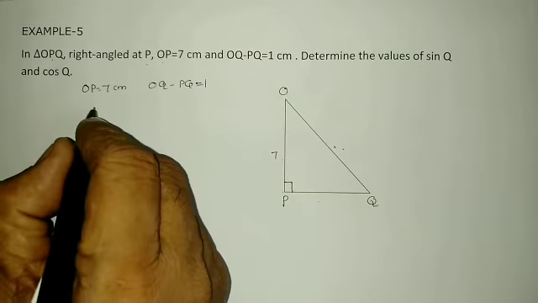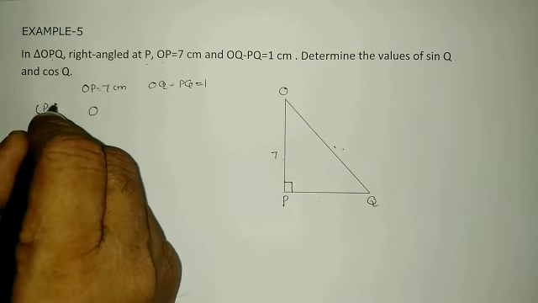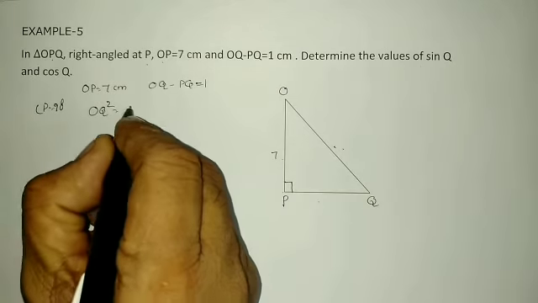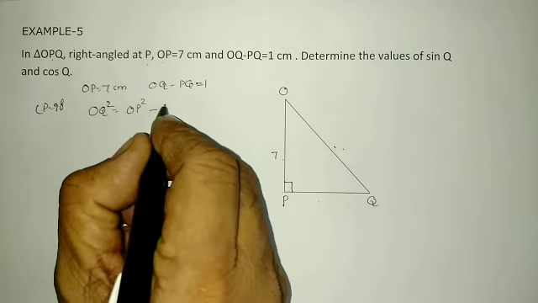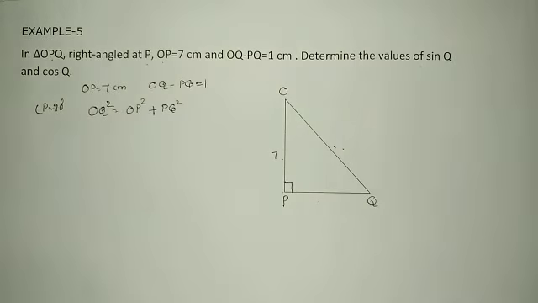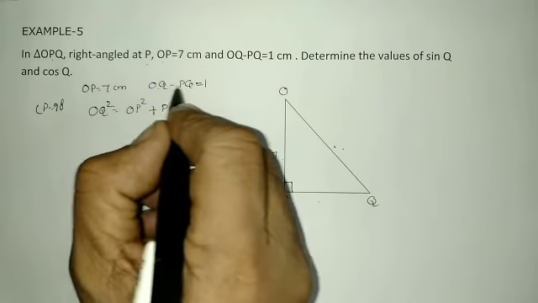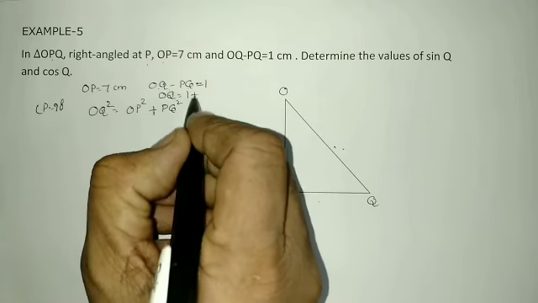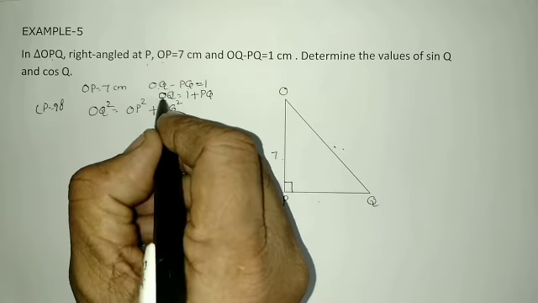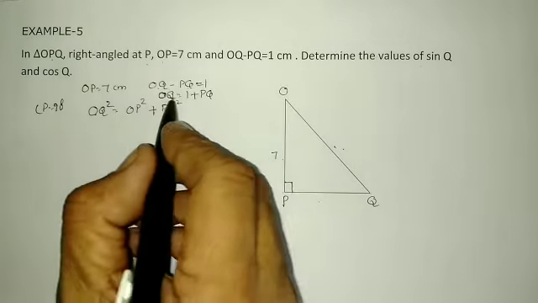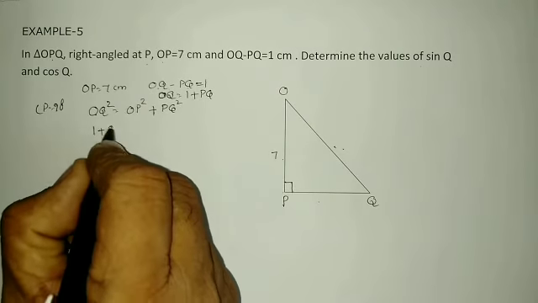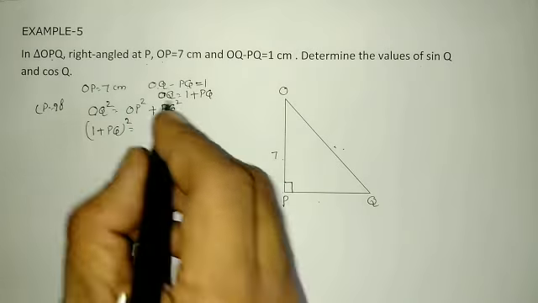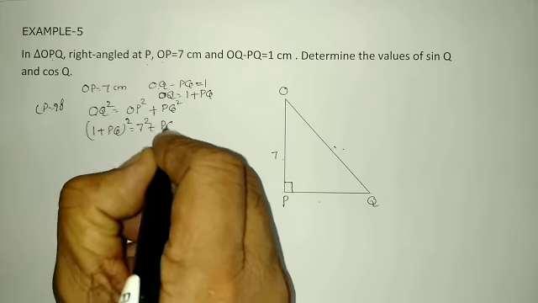Now we apply Pythagoras theorem. Angle P equal to 90. So OQ square equal to OP square plus PQ square. But here you see, OQ minus PQ is given as what? 1 centimeter. From this you can write OQ equal to 1 plus PQ. So substitute OQ equal to 1 plus PQ here. OQ square means 1 plus PQ whole square. What is the length of OP given? 7 square plus PQ square.